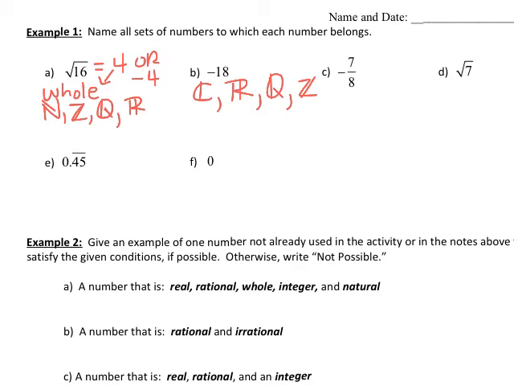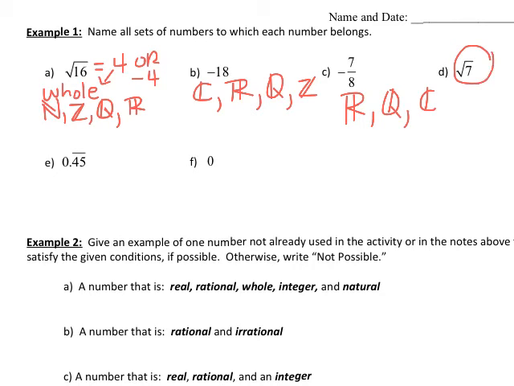For C, the fraction -7/8, we would have to say that this particular number fits in the real number set, the rational number set, as well as the complex number set. It cannot fit inside the integer set because it's not an integer, it's a fraction. And obviously it can't fit into whole numbers or natural numbers because those don't include fractions either. So just those three. Now for part D, we have the square root of -7.